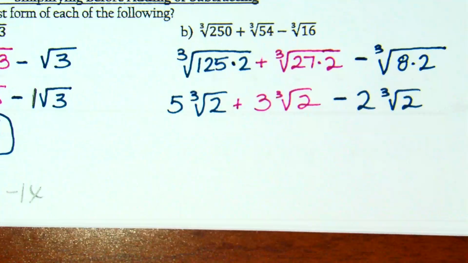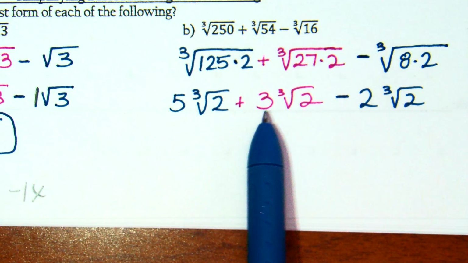Lots of 2's. Okay, 5 cube root of 2 plus 3 cube root of 2 minus 2 cube root of 2. They're all cube roots of 2, so 5 plus 3 is 8, minus 2 is 6 cube root of 2.